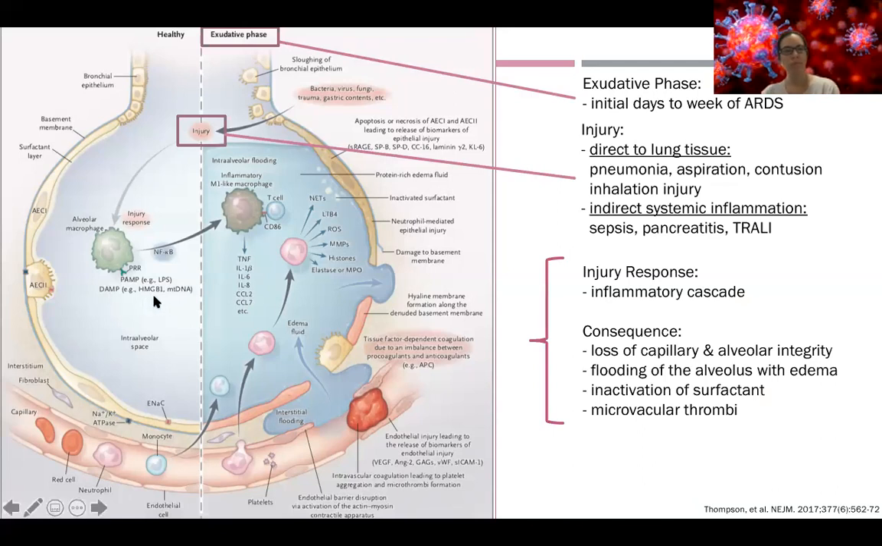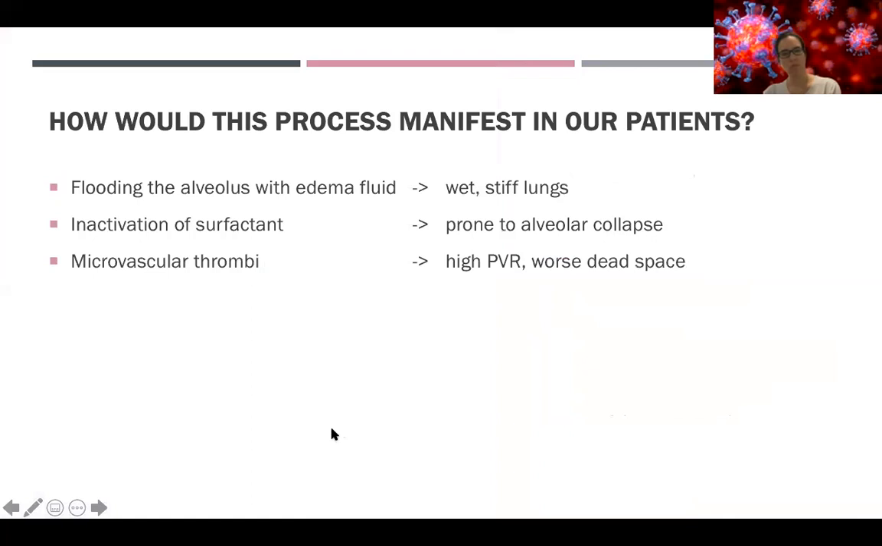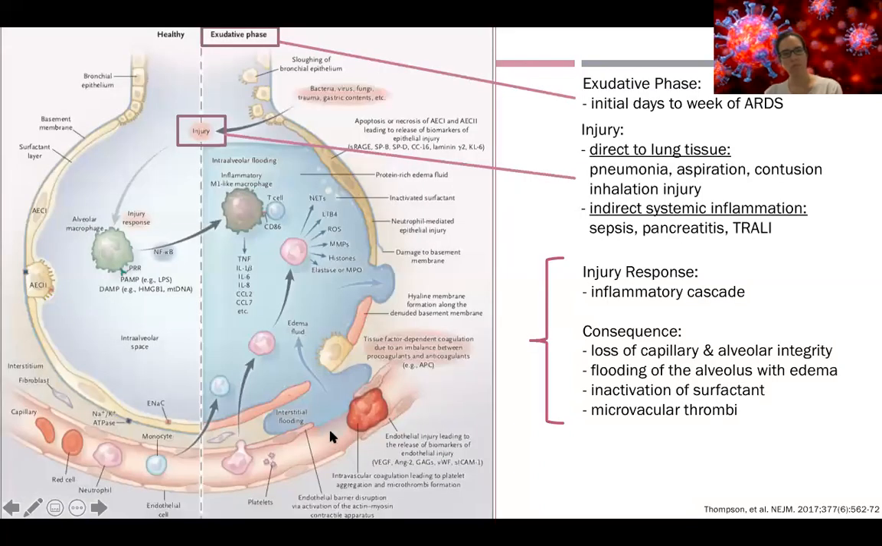There's activation of the immune cells and this cascade of inflammation that is a response to that injury, with the consequence of disrupting the alveolar epithelium here and the vascular epithelium. So there's the loss of integrity that results in flooding of the alveolus with this protein-rich fluid. And then at the bottom here, you can also see depicted there has been vascular wall injury and tissue factor dependent coagulation, which results in those microvascular thrombi.